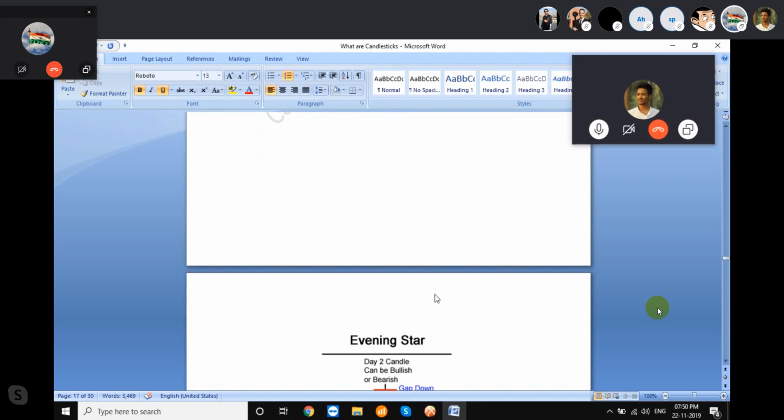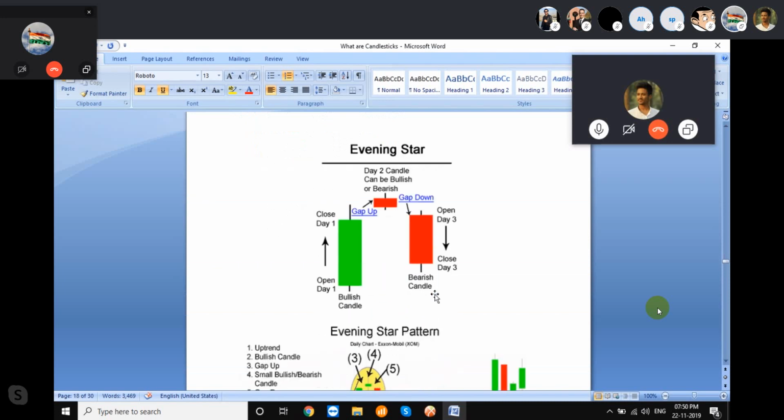So first I will show you what evening star is. Have a look at it. Exactly what he said, it is a combination of three candlesticks. It forms at the resistance level. First, before going to that, Ahmed Hassan, do you know what support and resistance are?